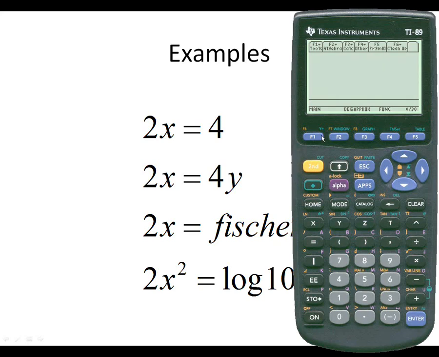So the solve command, if you look at your F2 menu, that's algebra. The solve command, if you push F2, is the first command there. So notice there's a whole bunch of different things you can do with a TI89. You can factor, expand, find the zeros.